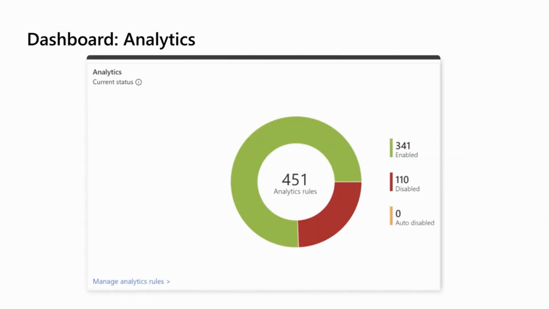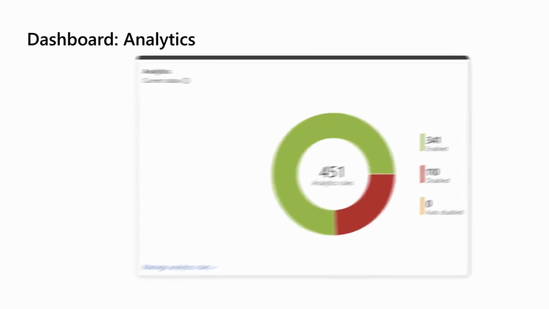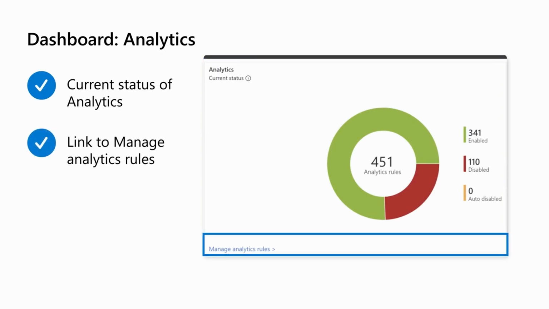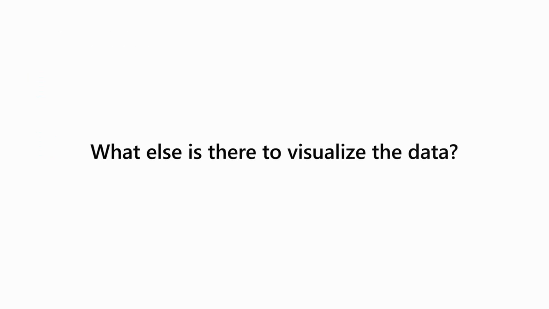And the last card on the dashboard page is Analytics. You can view the number of analytics with their current status on the Analytics page. Here, you have a link to Manage Analytics rules. What else is there to visualize the data?